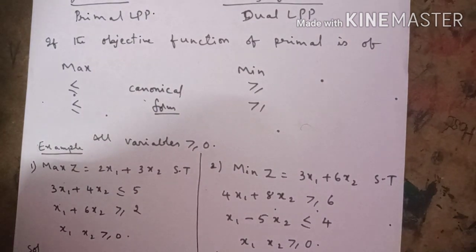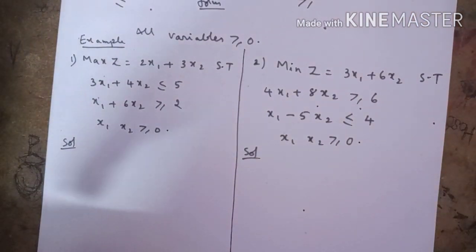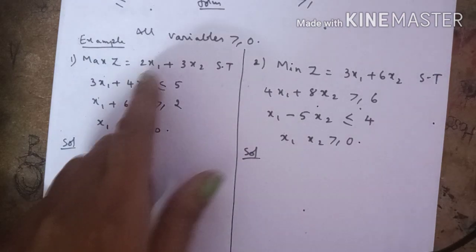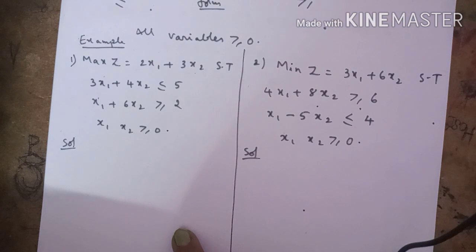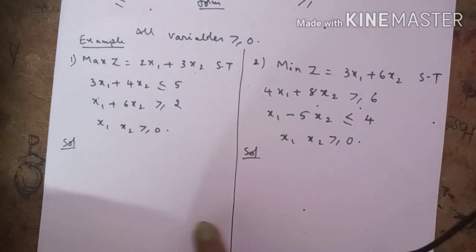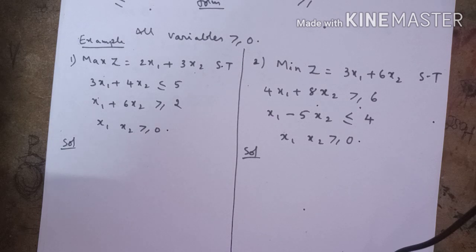I will explain using some examples. Now see the examples. I have given two examples. Max z is equal to 2x1 plus 3x2 subject to the constraints. The first constraint has the less than or equal to symbol. The second constraint has the greater than or equal to symbol. And x1, x2 greater than or equal to 0. The first problem is like this. Now check whether it is in the canonical form or not.